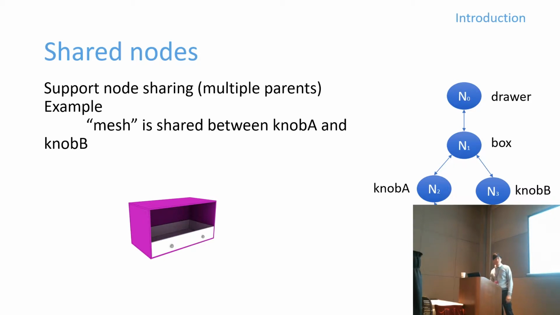So like if you see over here, we have knob A and knob B, but they're just two nodes, but they both point to a node which contains a mesh component. So in that way, a node can have multiple parents, and of course it can have multiple children. Yes.